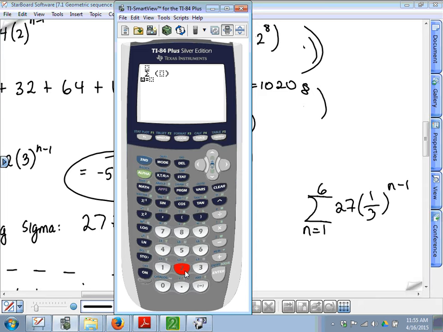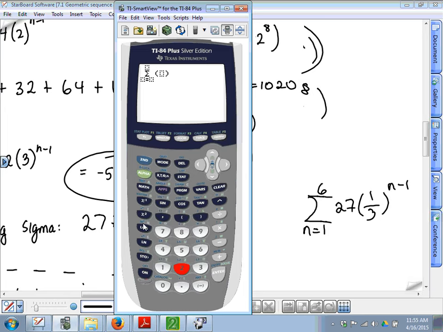Oh, did I? Oh, yeah. I remember that. So anyway, let's do this problem right here. We're going to start with n equals 1. So if there's a capital A, do you see how there's a capital A on your cursor? That means you can type in letters. So I'm going to actually use the letter N instead of the letter X.